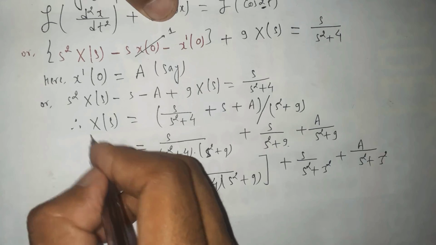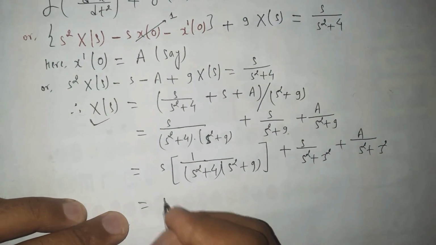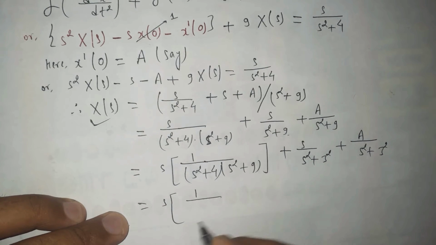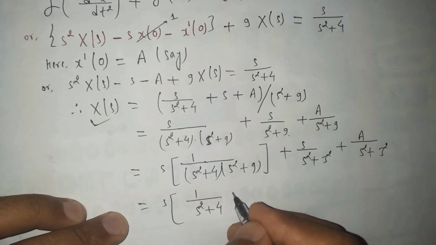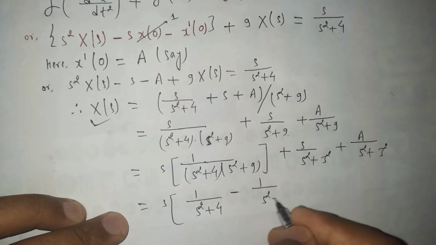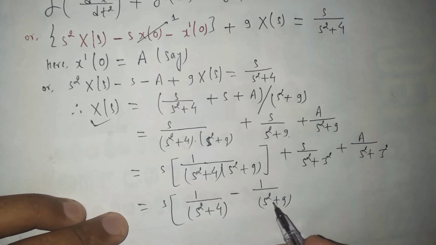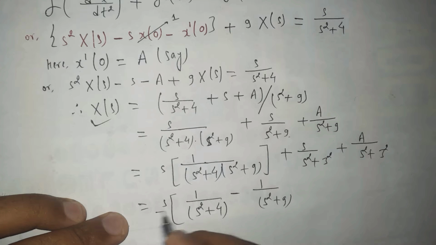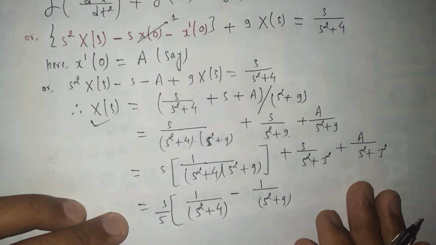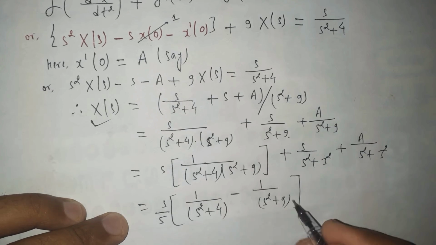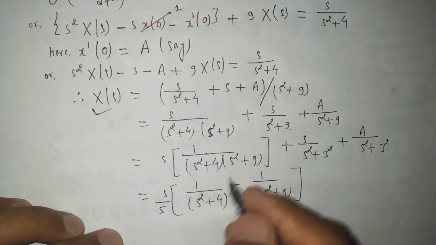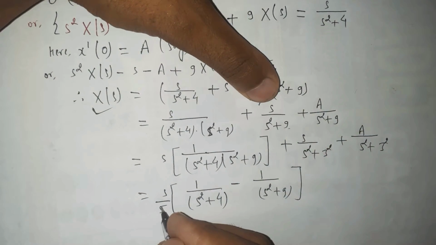This is the value of X of s, and here the fraction can be written as just 1 over s square plus 4 minus 1 over s square plus 9. Here these terms will go here and this term will go here, and the s square will be cancelled out. 9 minus 4 gives 5, so we have to divide by 5. Here we have written this in terms of the two terms.